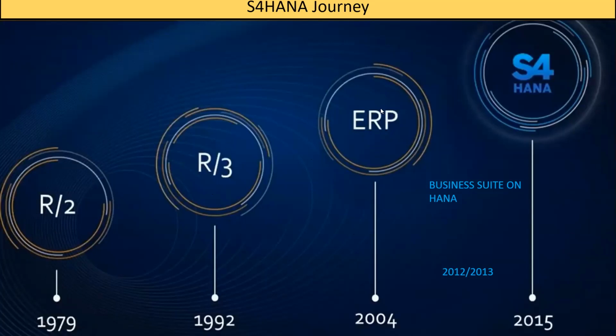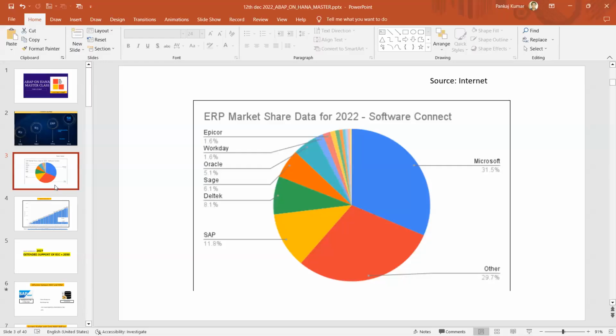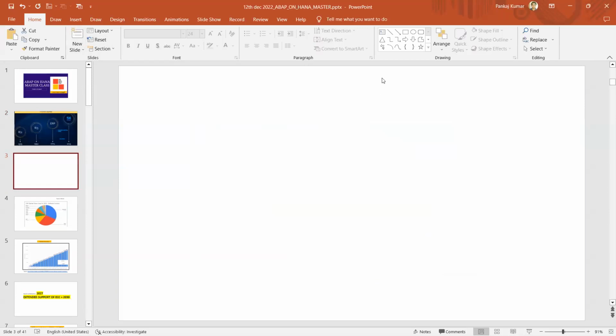Then in 2004, the ERP ECC came into the picture, and till 2015 we were using ECC. The latest version was ECC 6.0 EHP 8. Then S4 HANA was introduced in 2015, and that's where the ABAP on HANA journey begins. So if I talk a little more about this, what is this ABAP on HANA?